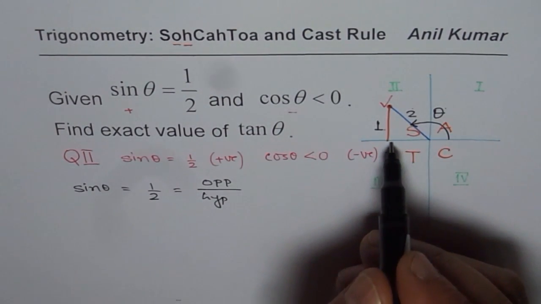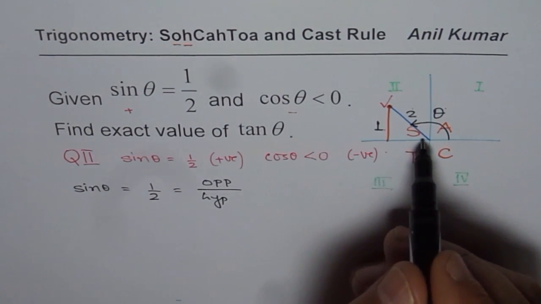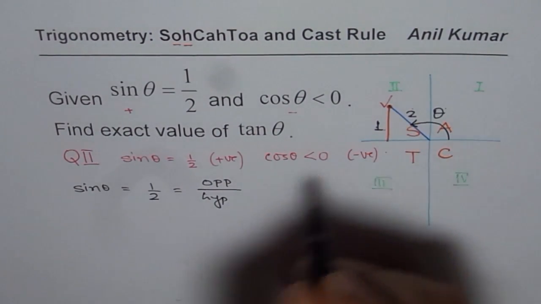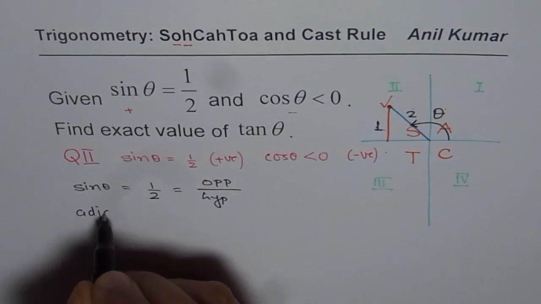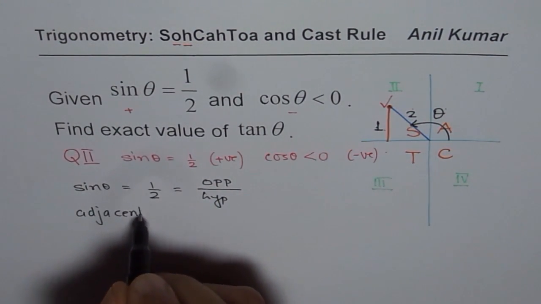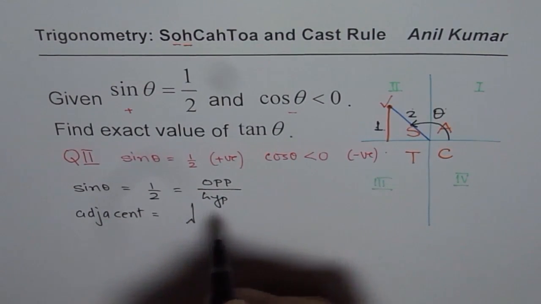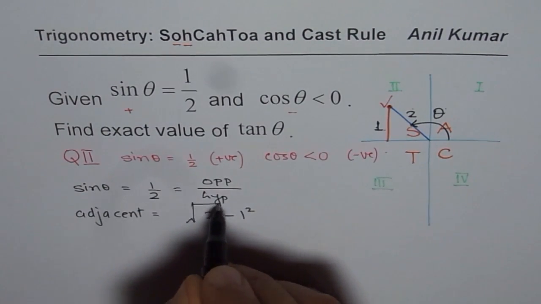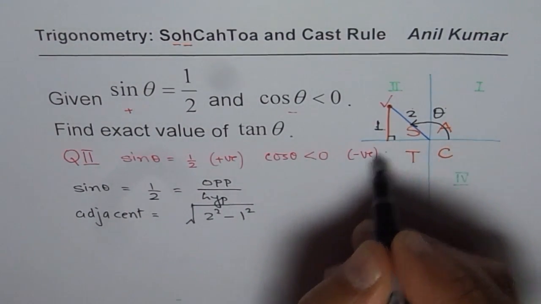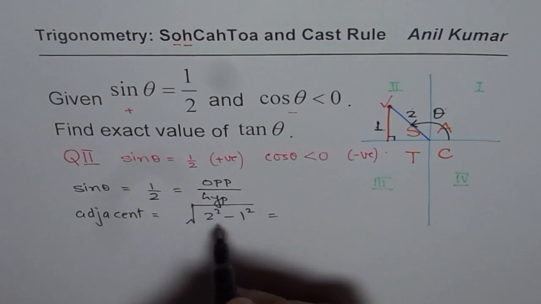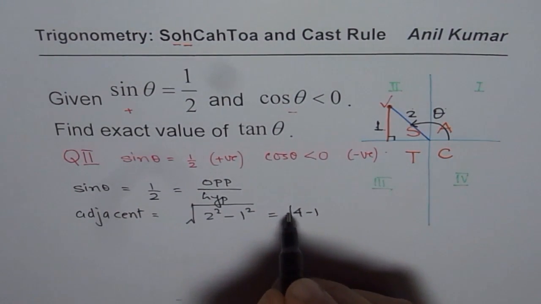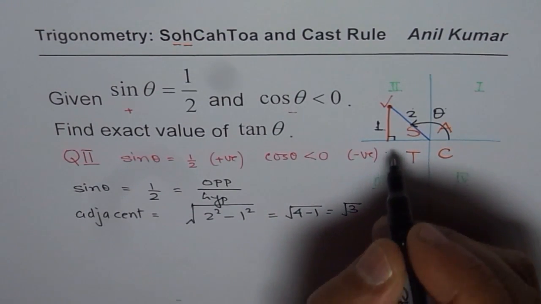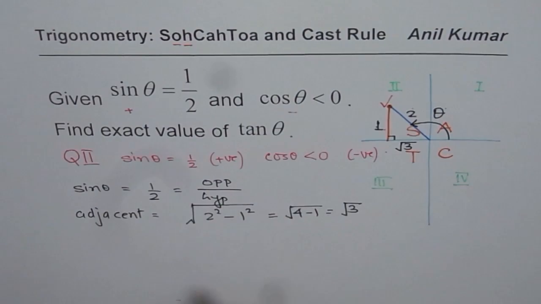Now in that case we can find the adjacent side. That is going to be the square root of 2 square minus 1 square, right? So the adjacent side will be equal to the square root of hypotenuse square, which is 2 square, minus opposite side square. So find the third side of a right triangle. That's the idea, right? 2 square is 4, so we have the square root of 4 minus 1, and that is the square root of 3. So what we get here is this side to be square root of 3.